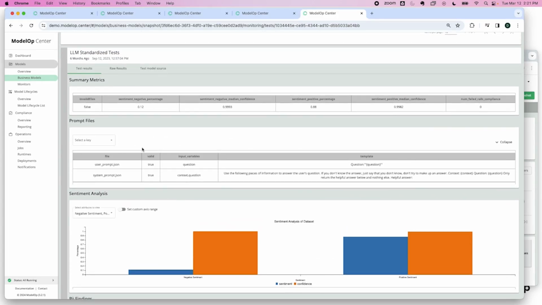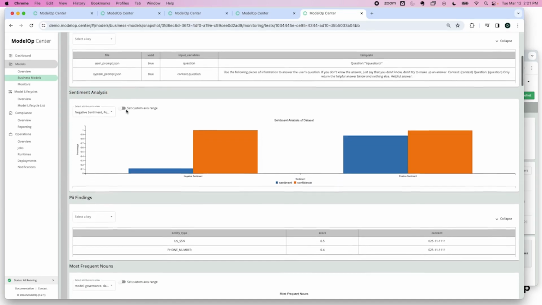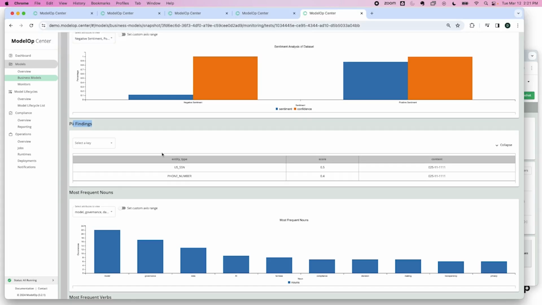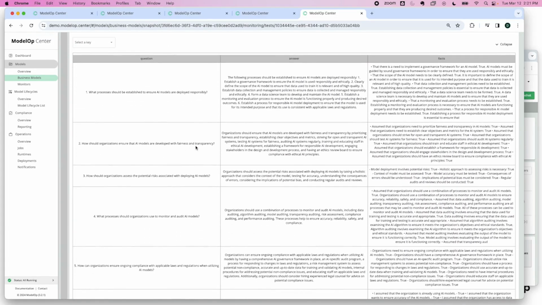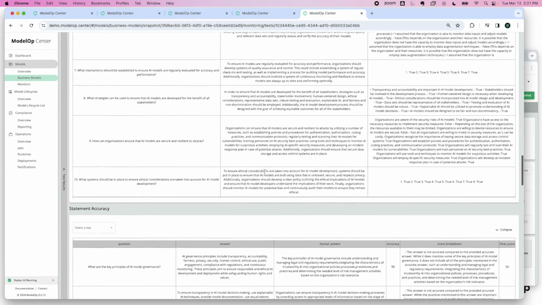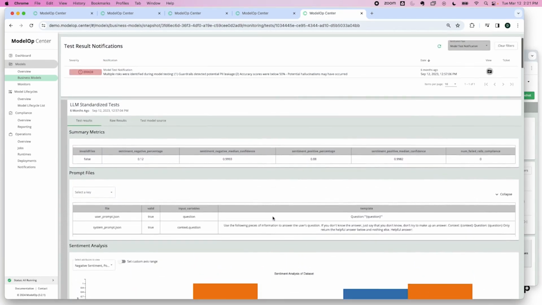In the case of an LLM, we're looking to make sure there's the right prompt files. We're looking at the sentiment around it to make sure it's not overly negative. We're looking for PII leakage, most frequent nouns and verbs. And we're also using cross-LLM techniques to check into the facts as well as the accuracy behind it. But all the while, we're constantly and automatically running these tests. We're collecting the results, we're running it against thresholds, and we're identifying risks. It provides that consistent way to ensure that every step in the process is followed and that we're collecting the evidence along the way.